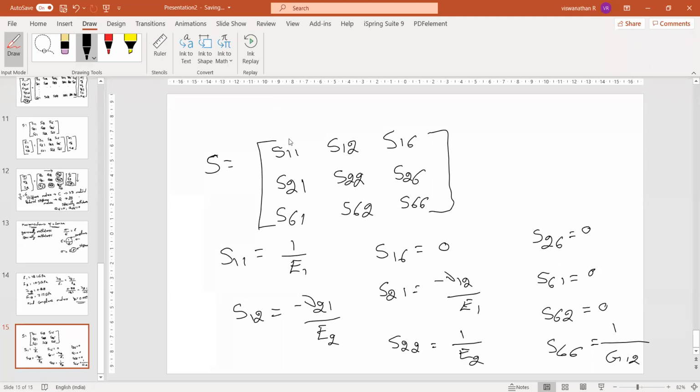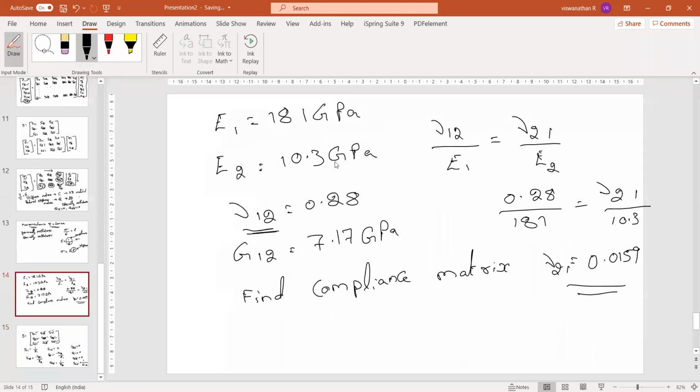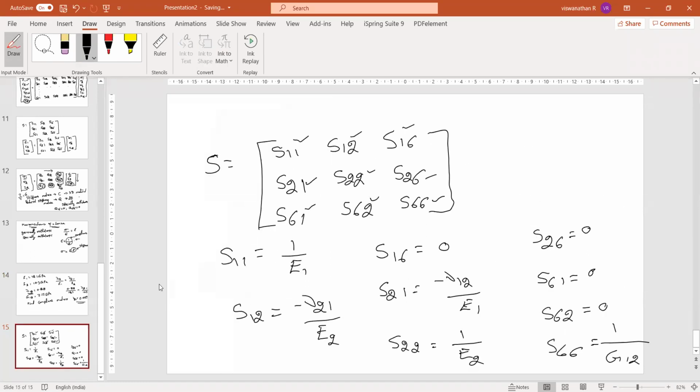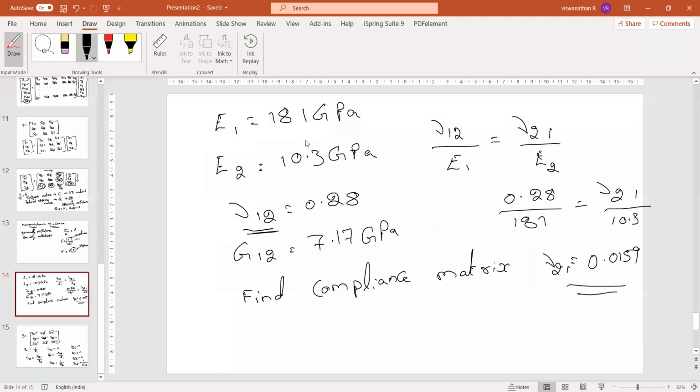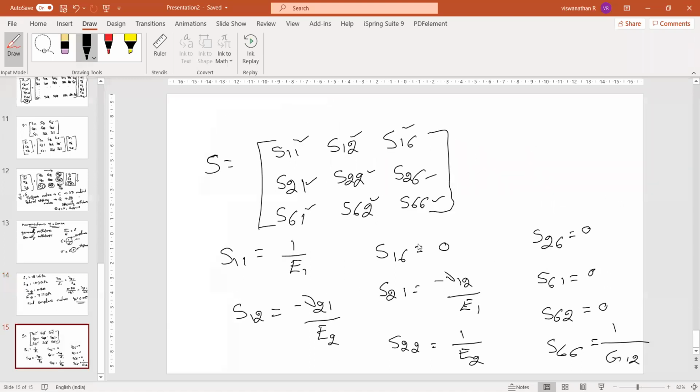Can you calculate all these terms? Some are zeros, some are to be calculated. The values are given here and the formula is over here. Note down: E1 is 181 GPa, E2 is 10.3 GPa, nu12 is 0.28, G12 is 7.17 GPa, nu21 is 0.0159. So calculate this matrix.